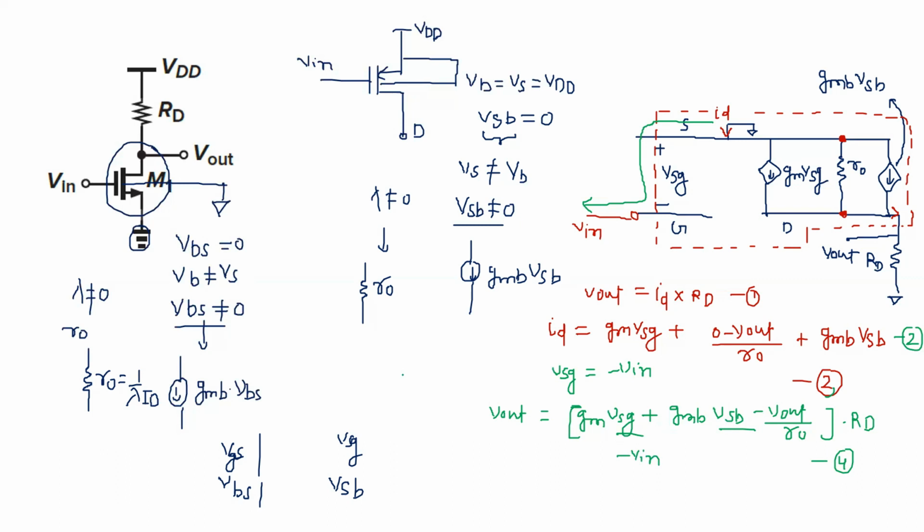I think this is enough for this video: how to draw the small signal model for the PMOS if GMB, or body effect, is considered and channel length modulation is considered. In the next video, I'll cover all these gain calculations without drawing the small signal model. That will be very important.